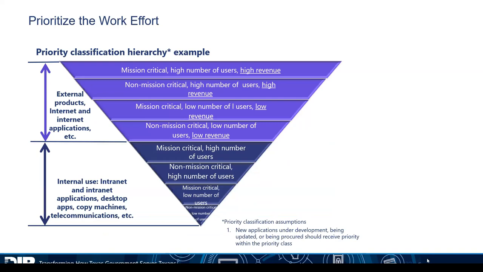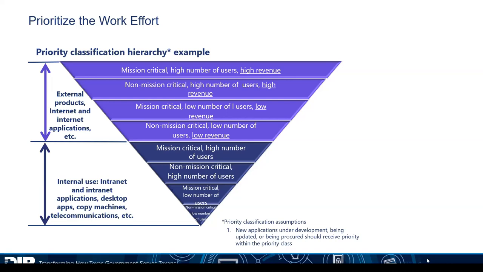And then once you start down the road in the organization building this program, what do I fix first? What are the most important areas? This is just one example of prioritizing the work effort. It's an inverted triangle. The way I have this divided up is, in many cases, the externally facing things that you're doing in your company or your organization: mission critical, high number of users, high revenue is probably one of the critical ones. Maybe not so much the high revenue, but that can be a delineator, but the high number of users, I think, can articulate the risk.